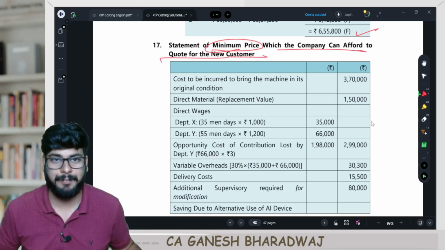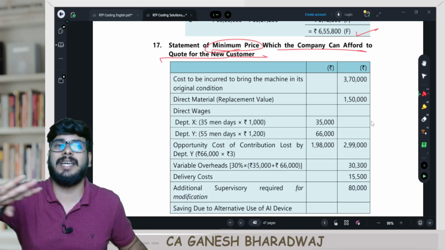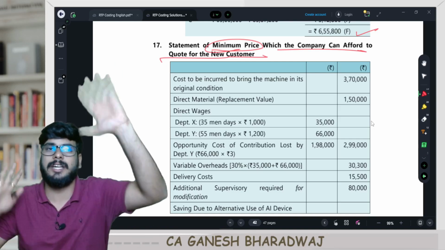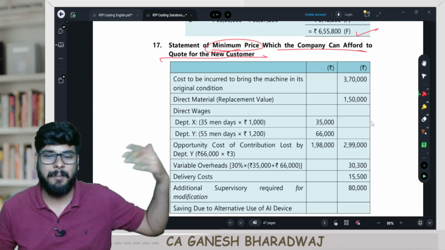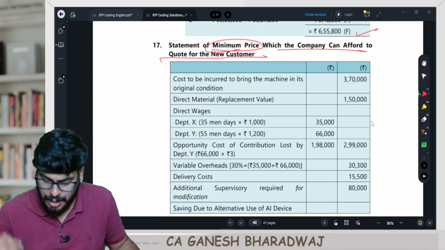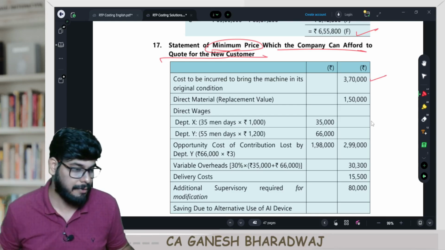So now, the cost to be incurred from today onwards, whatever is the incremental cost and incremental benefits, that alone needs to be adjusted, and the net total cost I need to arrive at. Past is past. I cannot take that into consideration. Now, cost to be incurred to bring the machine to its original condition. How much is that? 3,70,000.